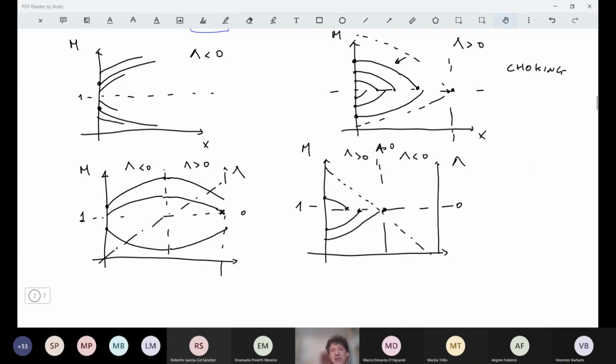And so in this case, what happens is that now you can start both solutions from this point M equal to 1, so solution A and B. And this can also be true if you reach this point from this side, so from the supersonic side. So we see that at lambda equal to 0 we have a possible bifurcation that allows us to pass from supersonic to subsonic and vice versa.